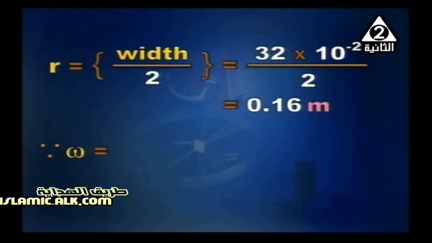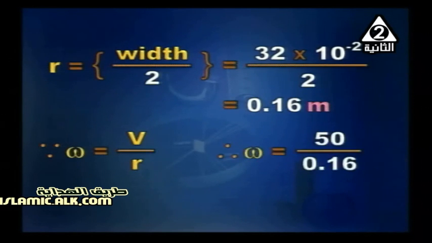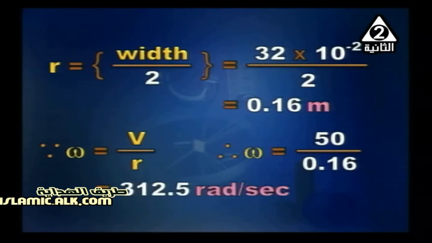If you remember in the problem, linear velocity is given. So we need to obtain angular velocity from this linear velocity. Radius equals width over 2. Width is equal to 32 centimeters, so 32 times 10 power negative 2 over 2. It is 0.16 meter. What is the relation between angular velocity and linear velocity? Angular equals linear over r. So omega equals 50 over 0.16. It is 312.5 rad per second.